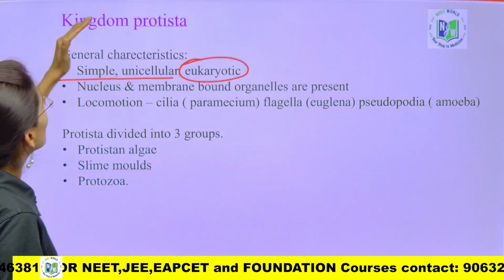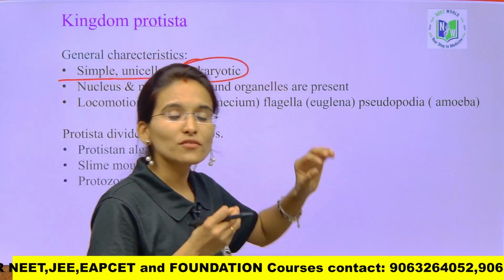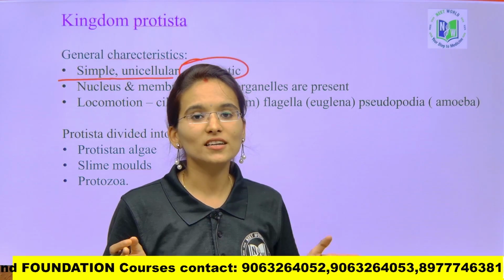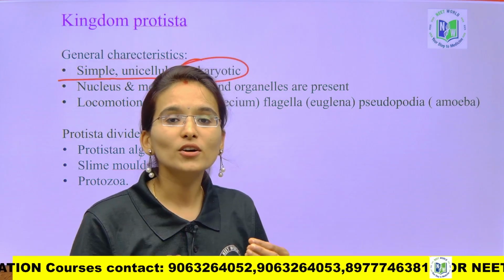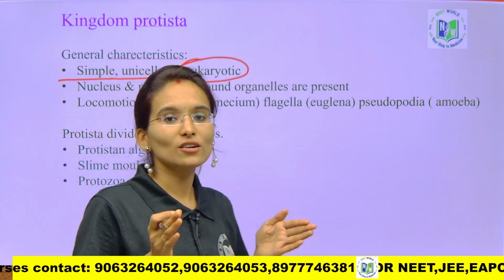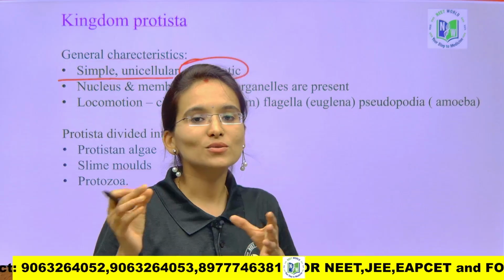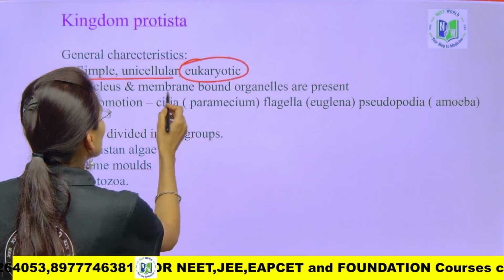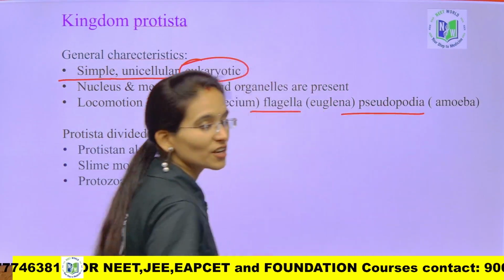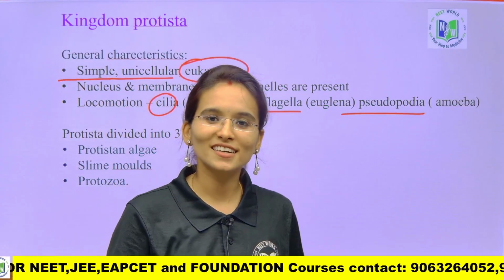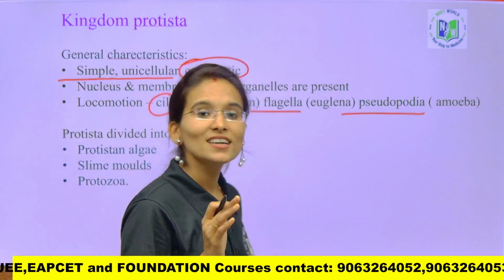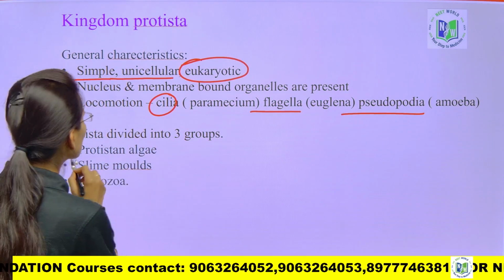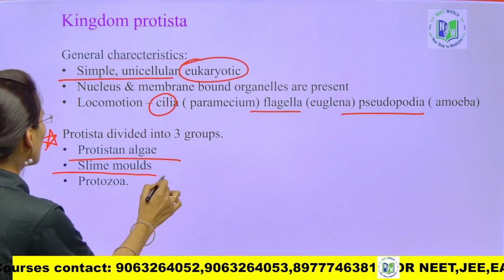Now, the organisms present in the kingdom Protista show a few appendages. They show a few locomotory organelles which help the organisms travel from one place to another, like cilia, flagella and pseudopodia. We are also going to learn about each and everything in detail, my dear students. Stay tuned until the session ends. Protista is again divided into 3 groups: protistan algae, slime molds, protozoa.